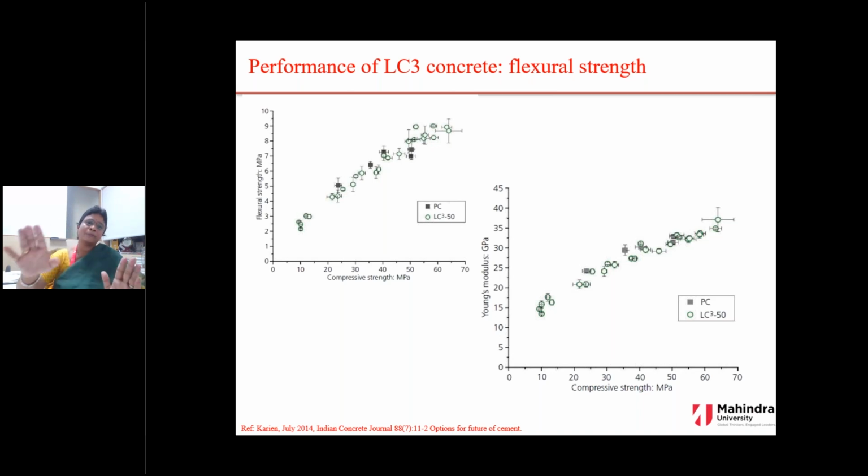If you observe it, they are very much comparable to each other. This is the flexural strength, and the bottom graph shows the Young's modulus of the OPC and LC3, and you can see that both are comparable to each other.